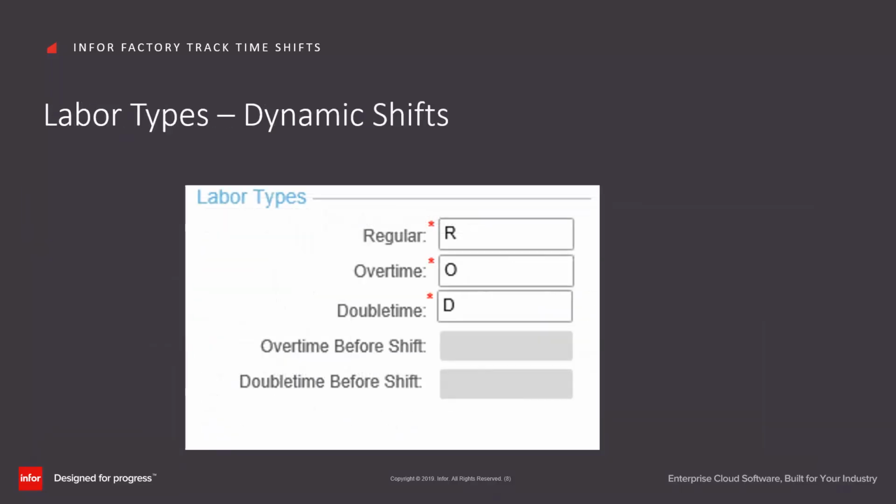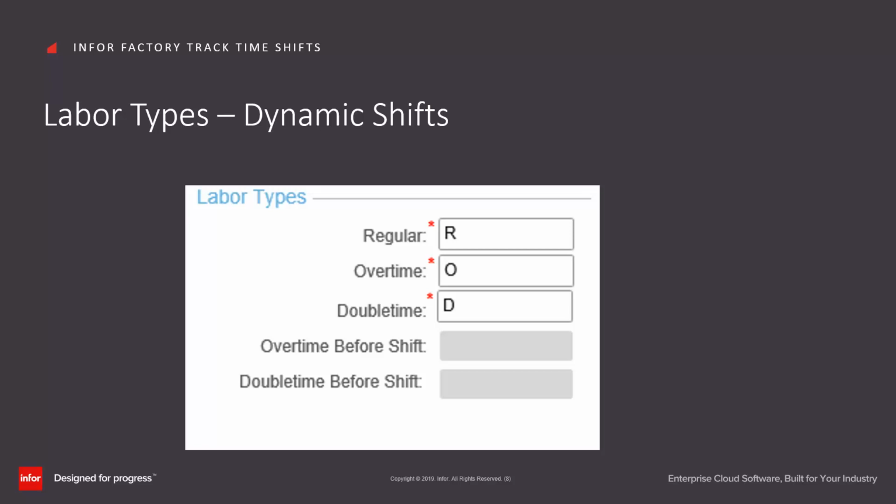Next, we look at the labor type configurations. Here we specify the labor type code used for the underlying ERP to identify the hours type. Some ERP labor types are hard-coded. In these instances, just enter those hard-coded values in the time track shift form, for example, R, O, and D.